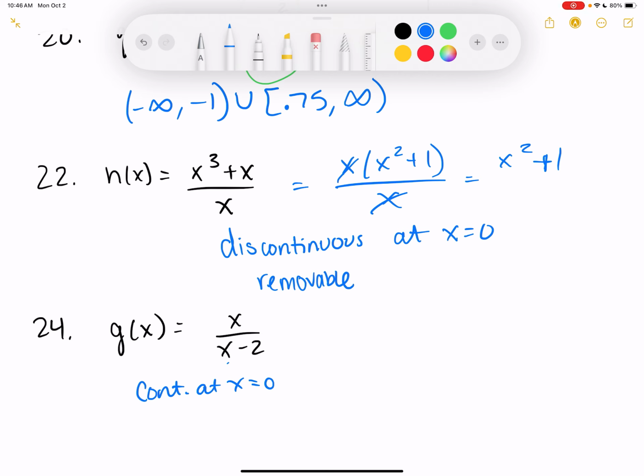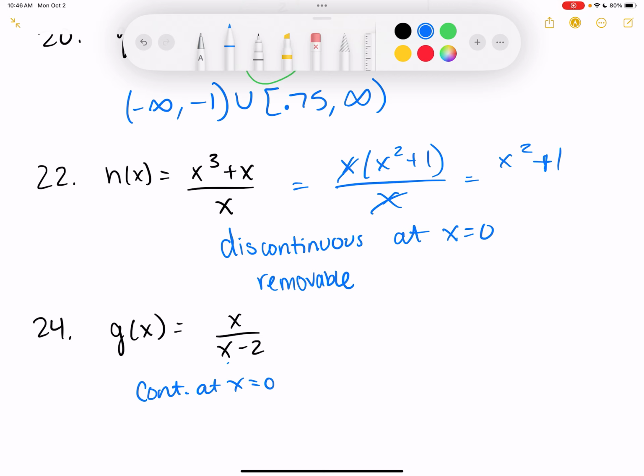I was trying to think. It's kind of annoying because they only give you 4 problems in this section. So I was trying to look and see, but there's not an even one that is non-removable. I don't know. I'd have to find an example to show you what that would actually look like.